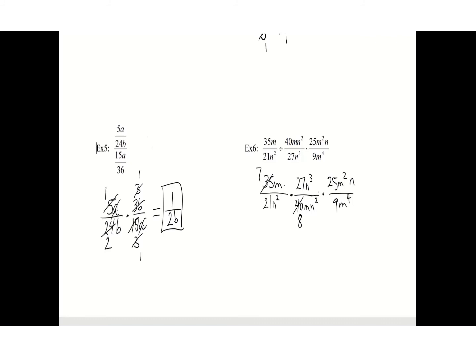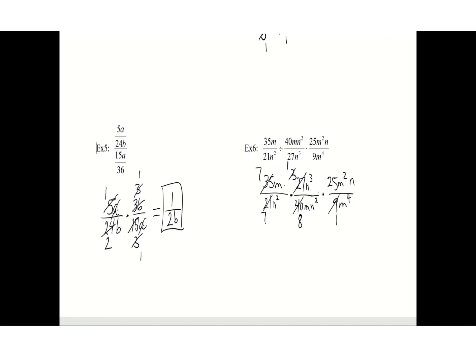Okay, and now we can do some cross-canceling with the 27 and the 9 here. So 9 goes into 27 3 times, and 9 goes into 9 1 time. So we can reduce that down to that. And here again, we can do the cross-canceling with 21 and 3. 21 divided by 3 is 7, and 3 divided by 3 is 1. So this will reduce down to 1.